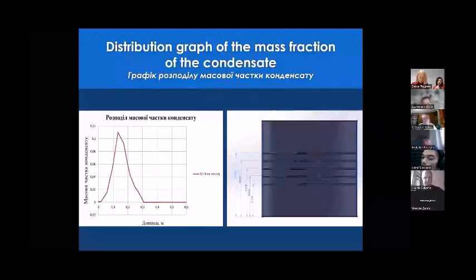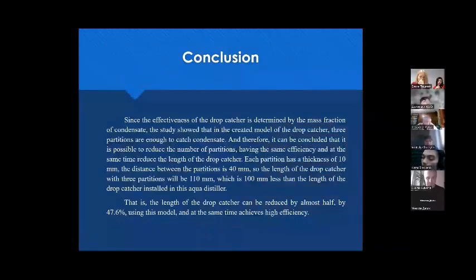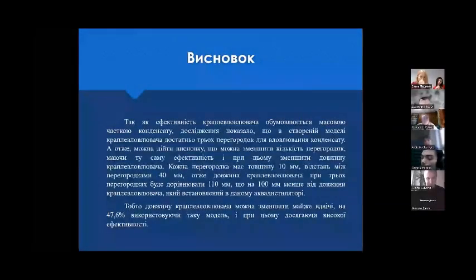Also, it can be seen that the mass fraction of condensate decreased to 0 at the length of approximately 300 to 310 millimeters, and therefore after passing through the third partition, the steam is cleaned of most of the impurities. And conclusion. Since the effectiveness of the drop catcher is determined by the mass fraction of condensate, the study showed that in the created model of the drop catcher, 3 partitions are enough to catch condensate.